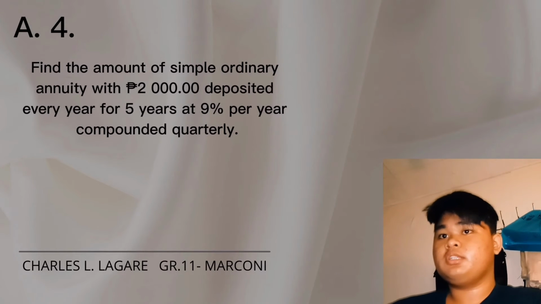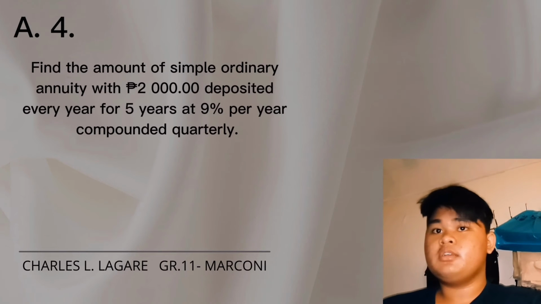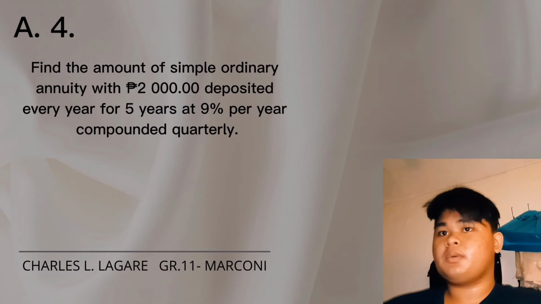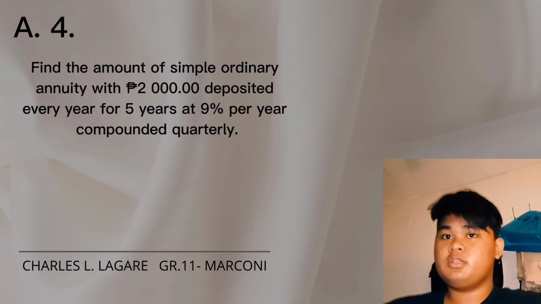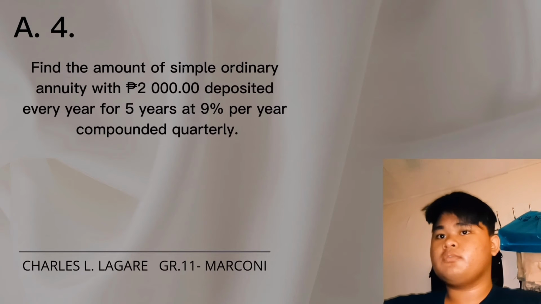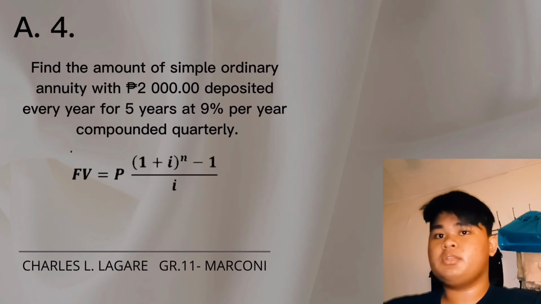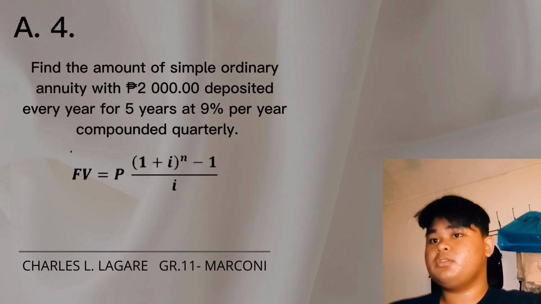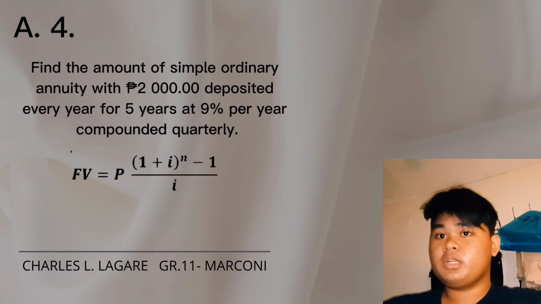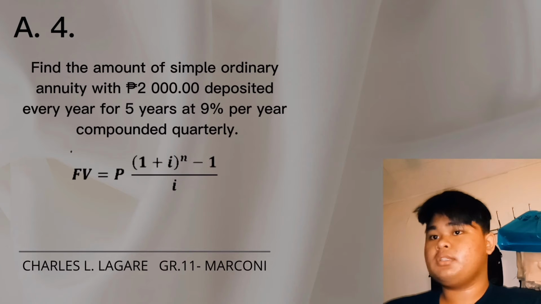Letter A, number 4. Find the amount of simple ordinary annuity with 2,000 pesos deposited every year for 5 years at 9% per year compounded quarterly. Before anything else, we have to identify first whether it is a simple or general annuity word problem for us to know what formula we will use. Since it asks for the simple ordinary annuity, we will use the formula future value is equal to periodic payment times quantity 1 plus interest rate per period to the power of total number of conversion periods, minus 1, over interest rate per period.